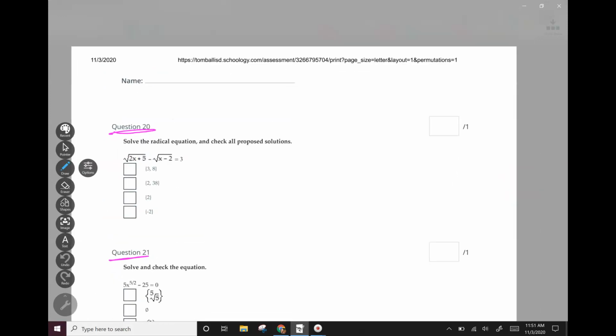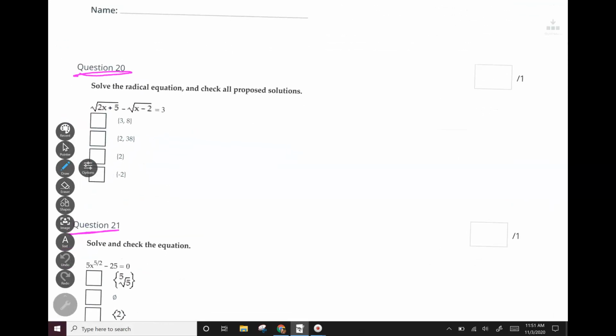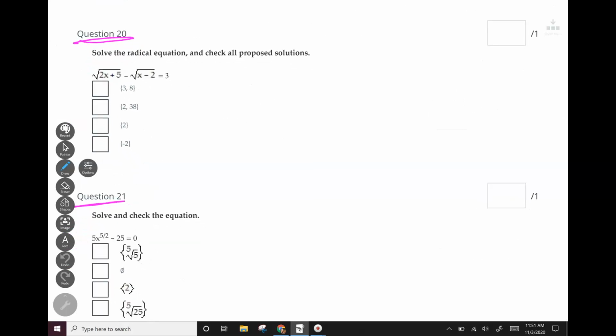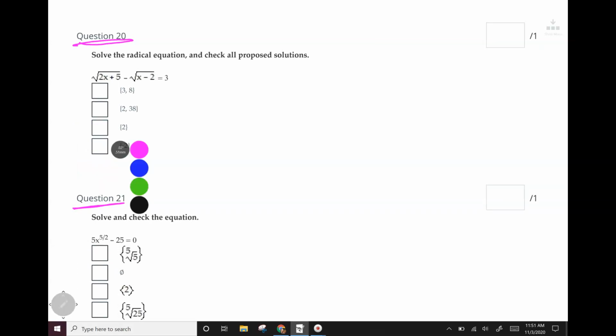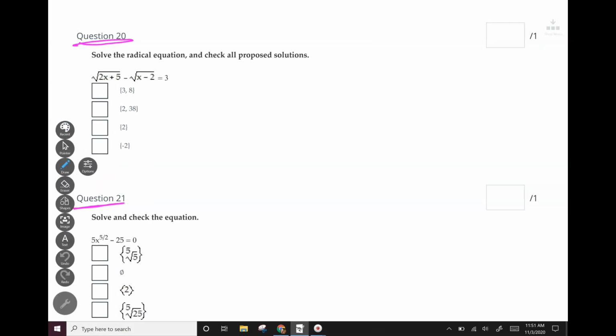All right, the next one. This is our long problem, which I'm sure some of us have questions about, so I'm going to do it here. This is the long one. This is the challenging mama of the problems. Okay, so you've got two radicals and this side is not 0, so that's what makes it long. Okay, so first, isolate one of the radicals.